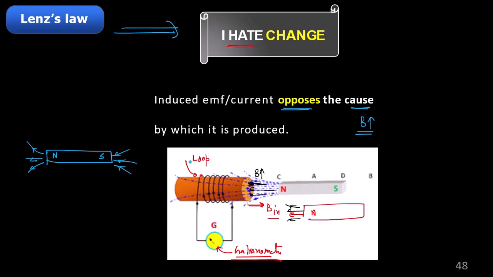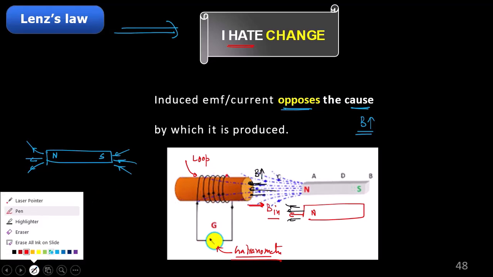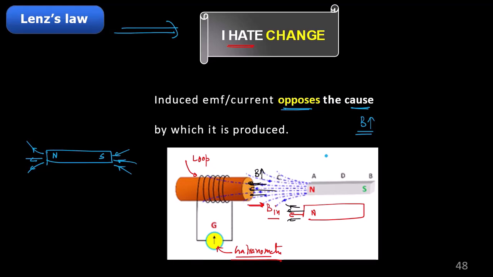Okay, so I am moving the parallel magnet toward the loop. So what does the loop sense? The loop senses that the black magnetic field will increase. But the loop will not accept this change. The loop tries to oppose this change. So how to oppose it? It will produce another magnetic field in the opposite direction.